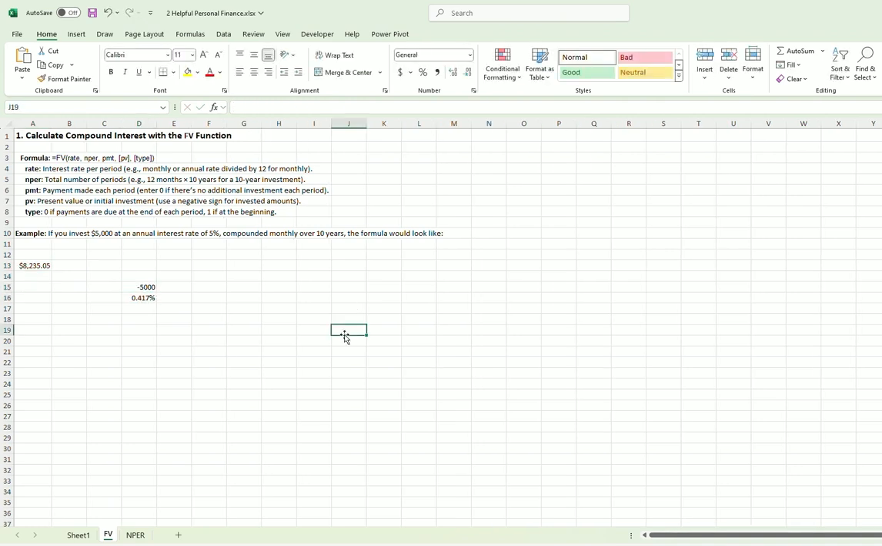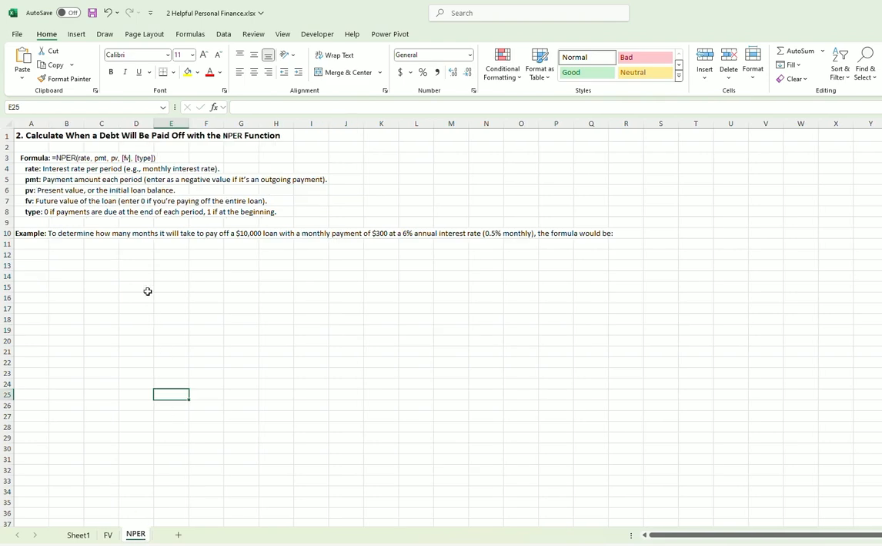Just like that. The second example is Excel can actually calculate when a debt will be paid off using the NPER function. I set this sheet up the same way, so you can have this for reference. So let's determine how many months it will take to pay off a $10,000 loan with a monthly payment of $300 at a 6% annual interest rate. 0.5% monthly.